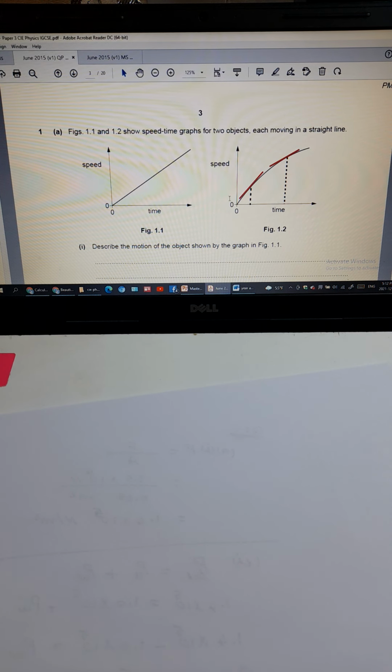Speed itself is increasing, but the rate of increasing of speed with respect to time is decreasing, so acceleration is decreasing.